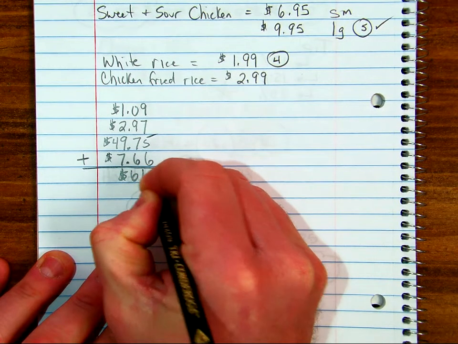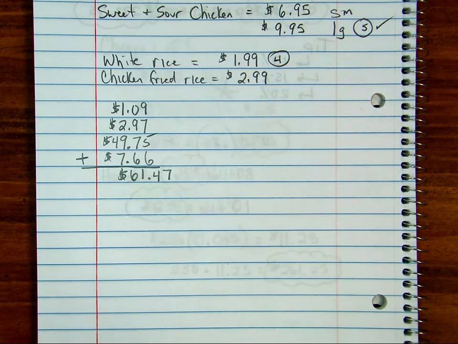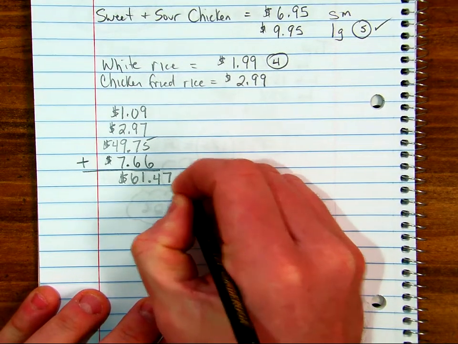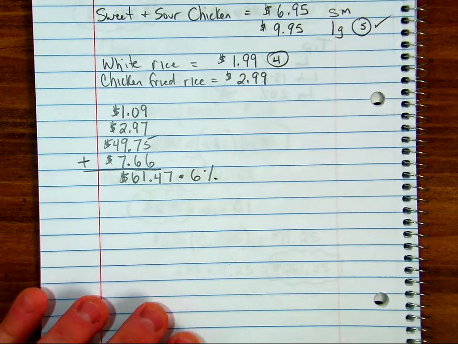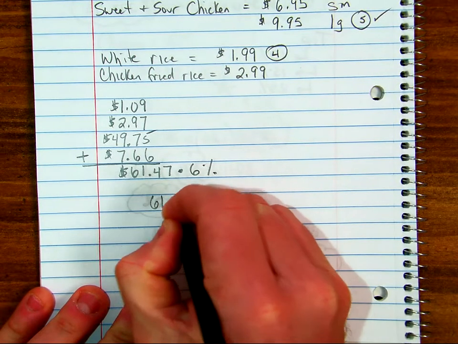Now, the Hibachi Buffet is in Michigan. It's in Brownstown or Trenton, whatever city that is. Woodhaven, I have no idea. What's the sales tax percent in Michigan? Jalen? 6%. So now we have to take this and multiply it by 6%. So what's $61.47 times 6%?